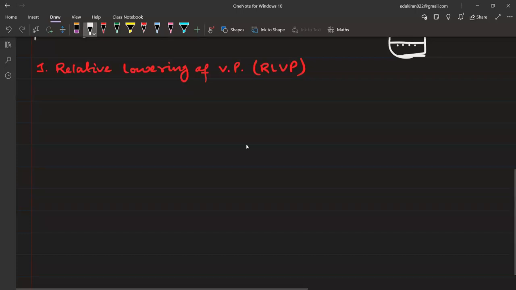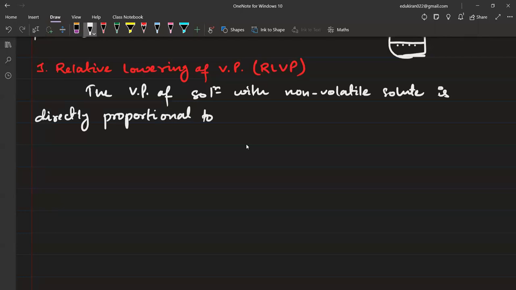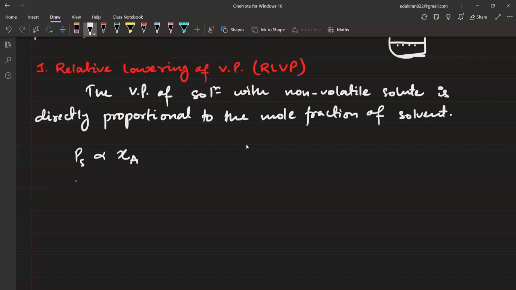So please write. The first observation that we saw is that the vapor pressure of a solution with non-volatile solute is directly proportional to the mole fraction of solvent. Non-volatile means solid. That is why the pressure of the solution is directly proportional to the mole fraction of solvent, and this will be equal to P naught A chi A.